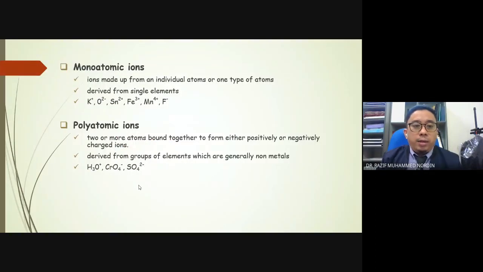For ions, there are monoatomic and polyatomic. For monoatomic, ions are made out from individual atoms or a type of atoms. It can be derived from a single element. Okay. While for polyatomic ion, it is a construct of two or more atoms bound together to form either positive or negative charge ion. It can derive from a group of elements which are generally non-metal, chromate, sulfate.